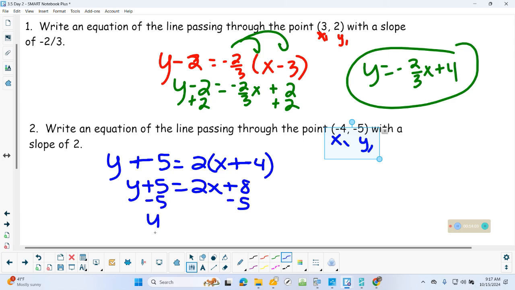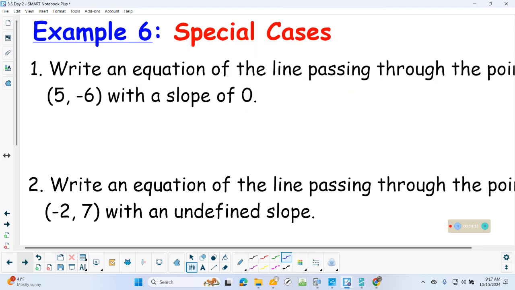And I like it. Okay, any questions on those two? Nothing? All right, last page, let's do it. Okay, write an equation of a line passing through the point with a slope of 0. Okay. So again, I'm going to show you 2 ways you can do this.